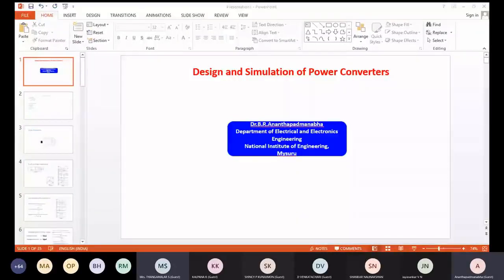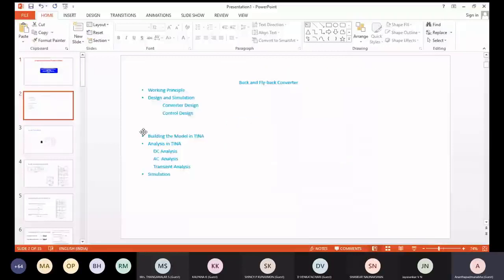So, good afternoon all. I am here to present the design and simulation of power converters, of course, for solar harvesting. It is a continuation of the topic that we discussed in the forenoon session. And these are some of the topics that I am going to discuss in the next 1.5 hour duration.